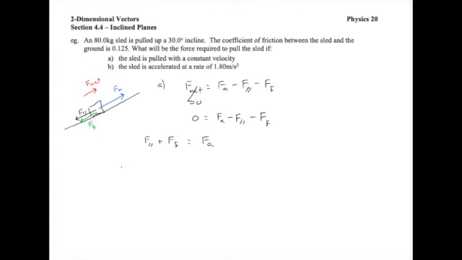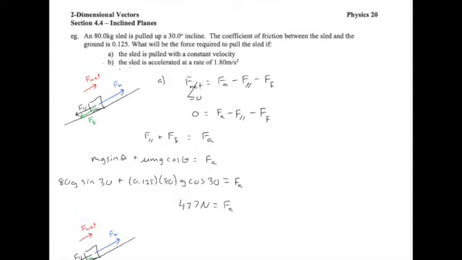Now at that point we just need to put in our values. Force parallel is going to be mg sine theta, and we have all of those numbers. And we'll add to that mu mg cos theta, and we have all of those values as well, and then we can very easily solve for our force applied. So we'll have 80 times g times sine of 30, and then we'll add to that 0.125 times 80 times g times cosine of 30, and that'll equal our force applied. If we put all those values together, we'll get a force applied of 477 newtons.